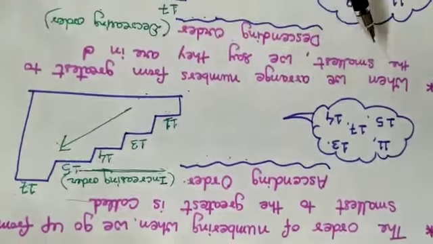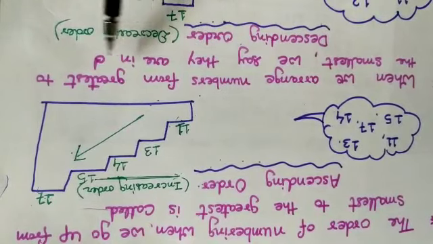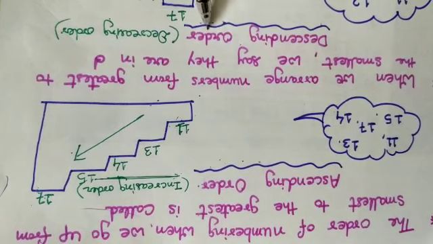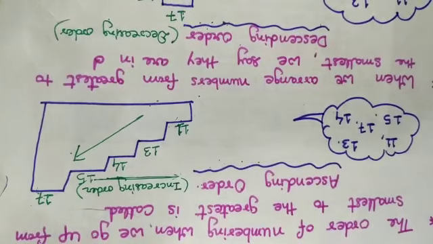Descending order is when we arrange numbers from greatest to the smallest. Either you say descending order or decreasing order. Till here we could discuss.